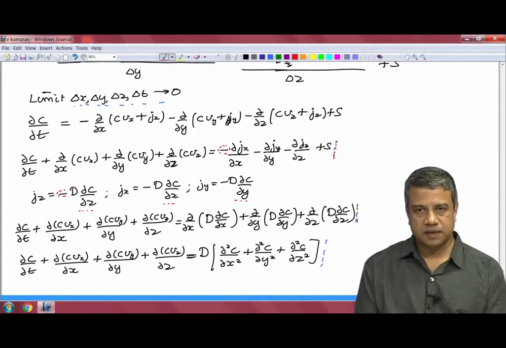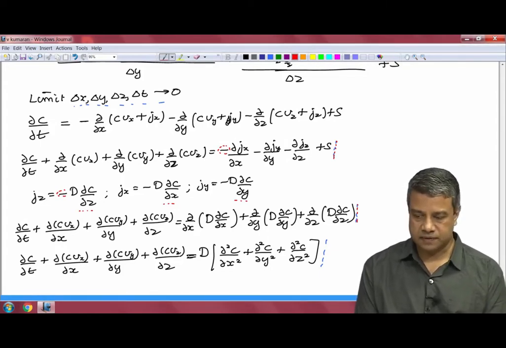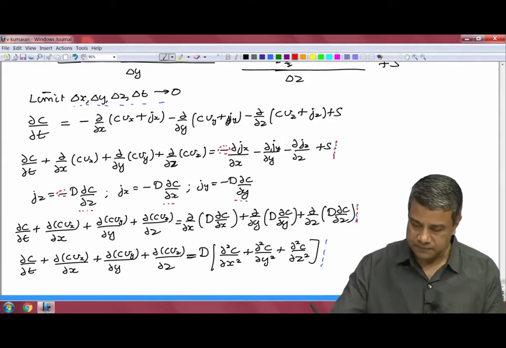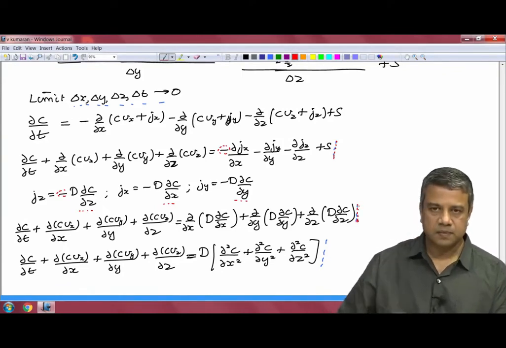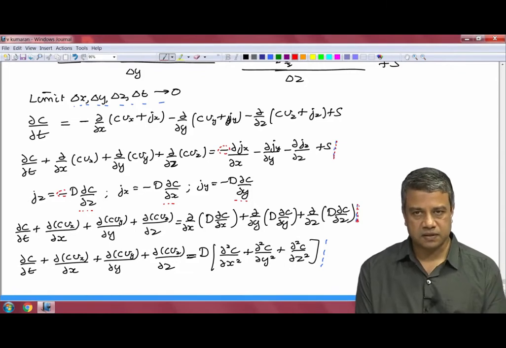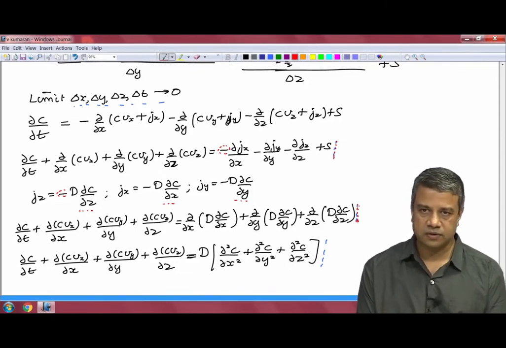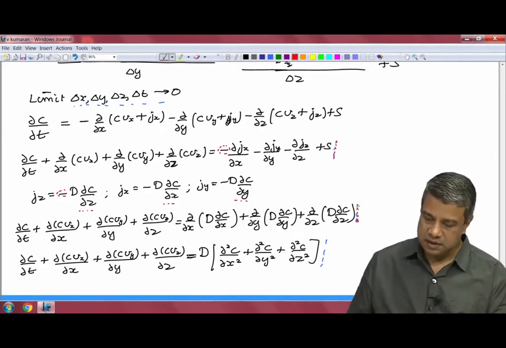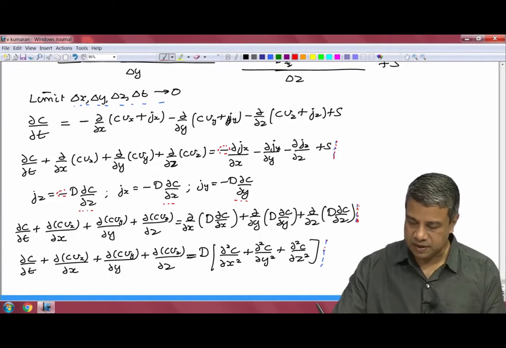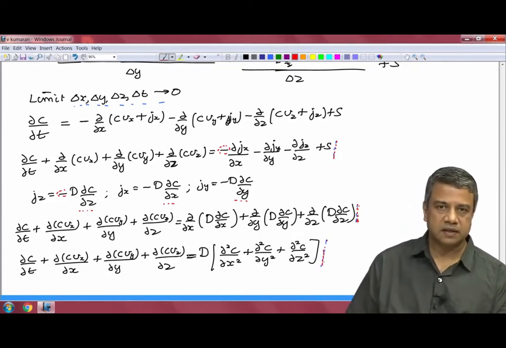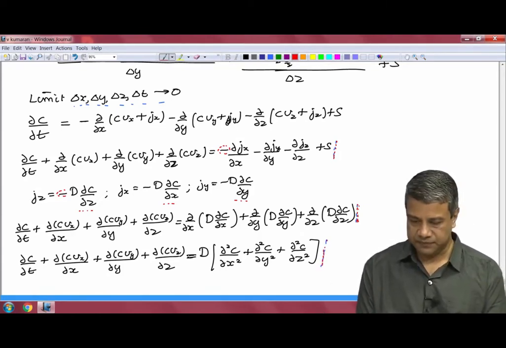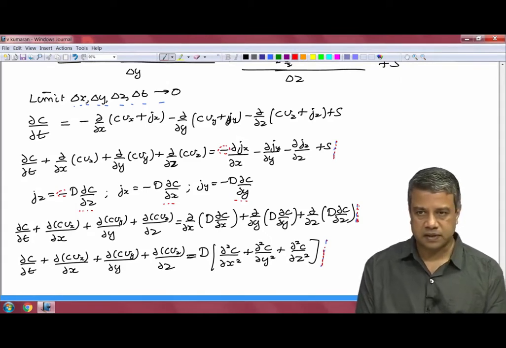And based upon this, we had got different expressions for the mass conservation equation. This one applies for the general case where Fick's law of diffusion applies, but the diffusion coefficient is a function of position. If the diffusion coefficient is independent of position, then it can be taken out of the derivative, and this is the result that we get. So, this is the mass conservation equation.